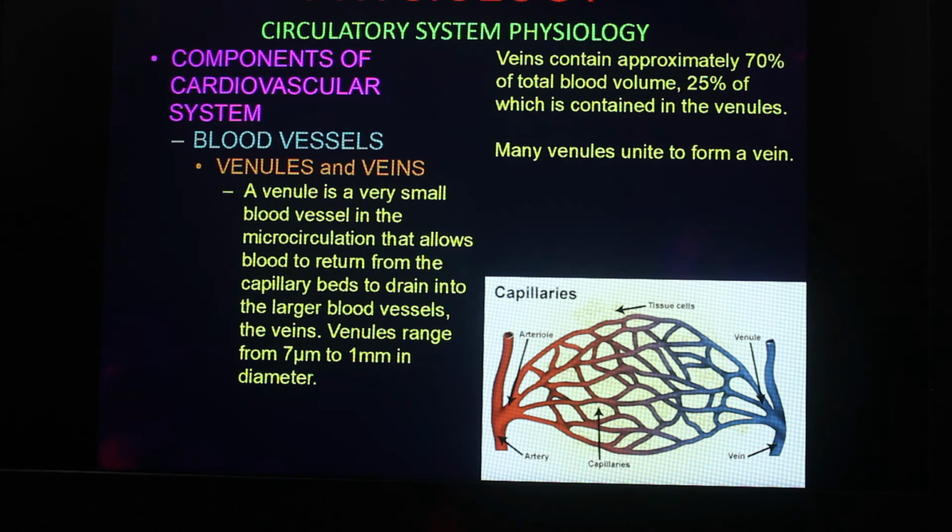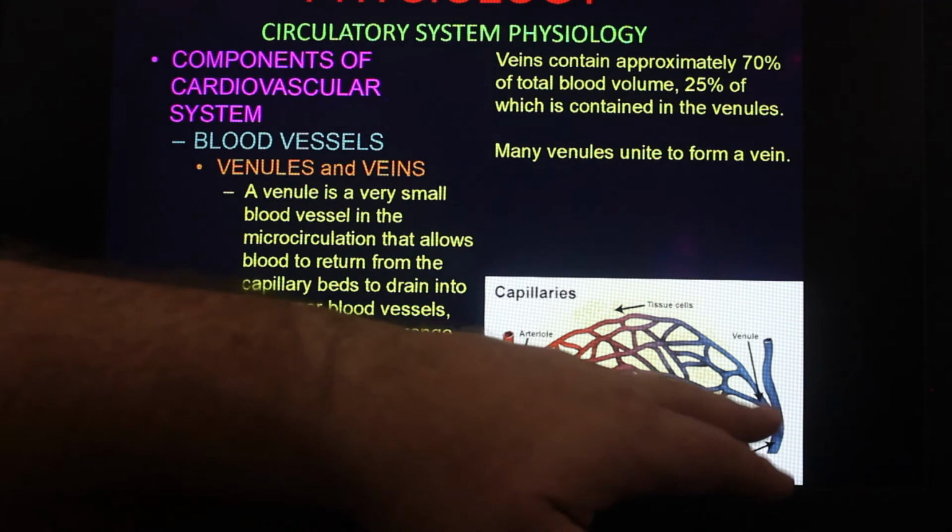If we take a look at the venules and veins, a venule is a very small blood vessel in the microcirculation that allows blood to return from the capillary beds to drain into the larger blood vessels, the veins. Venules range from 7 micrometers to 1 millimeter in diameter. Veins contain approximately 70% of total blood volume, 25% of which is contained in the venules. Many venules unite to form a vein.